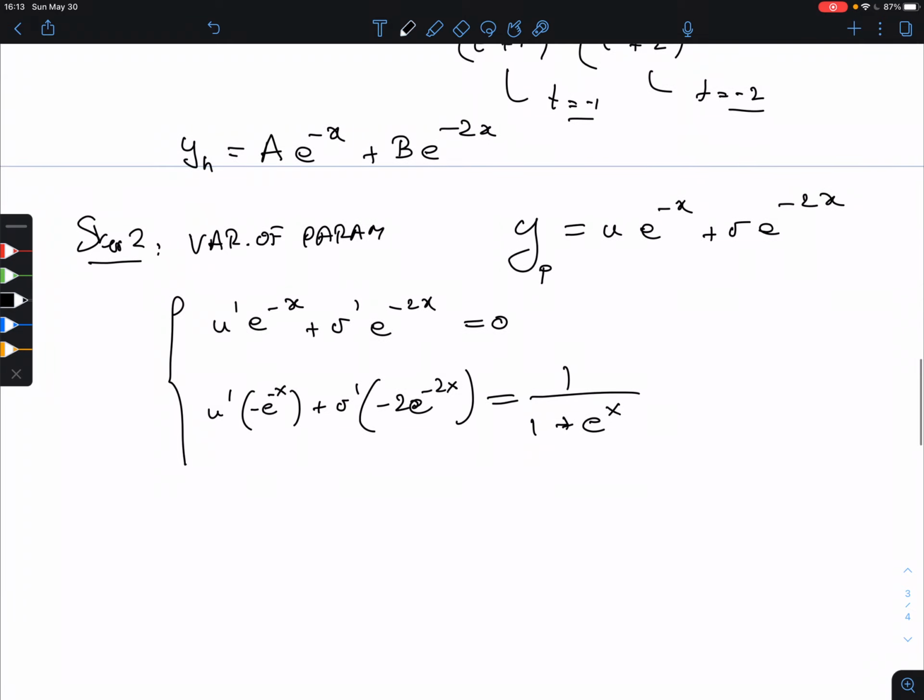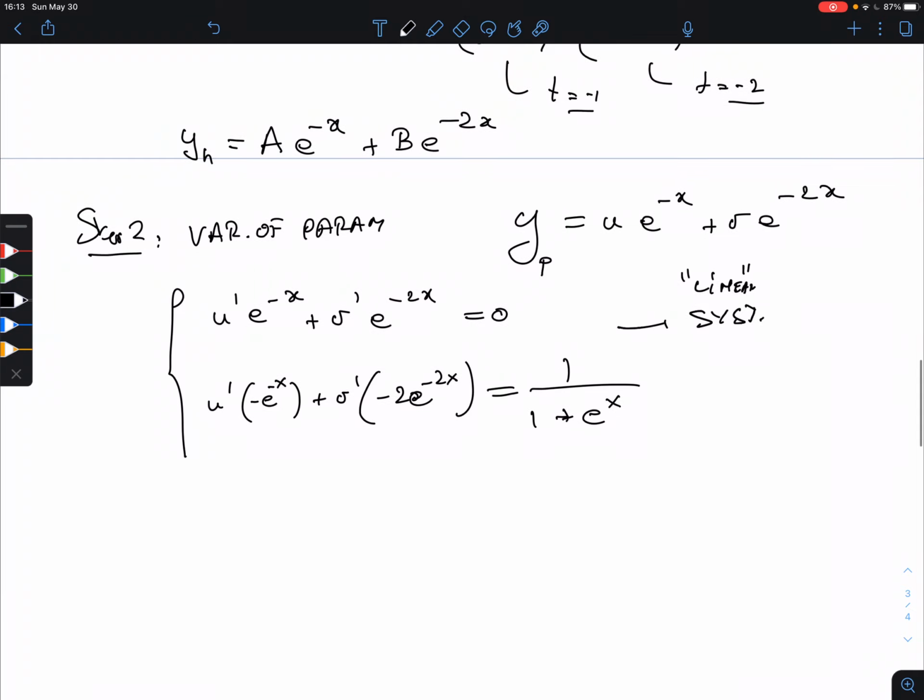Okay. So what can we do here? Again, we think we're going to solve for either u prime or v prime, because we think of this now as a linear system in u prime and v prime. So this is a linear system, where "linear" I'll put between quotation marks, that is thinking of x as a constant.